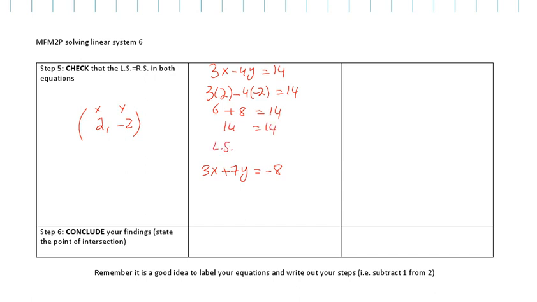Are you guys okay with that? And then the same thing for the second equation, so plug in 2 for x, -2 for y. 6 minus 14 is equal to -8. So again, left side equals right side. So that means my solution is true. And I can say that my POI is 2, -2.